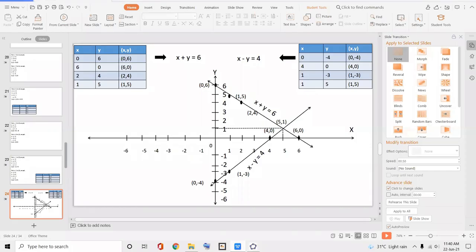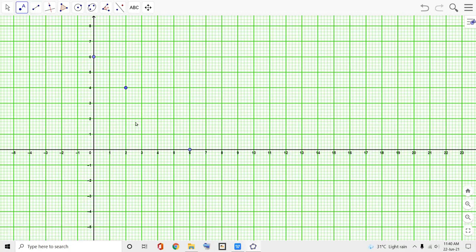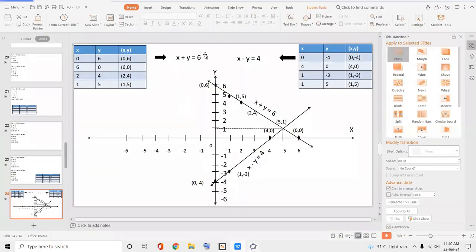Then our last point, that is 1 comma 5. We have 1 comma 5. Now we will make a line joining these points. So we'll start from here. We'll take these 3 points and this point as well. So this is our first line, and this line belongs to which equation? x plus y is equals to 6.